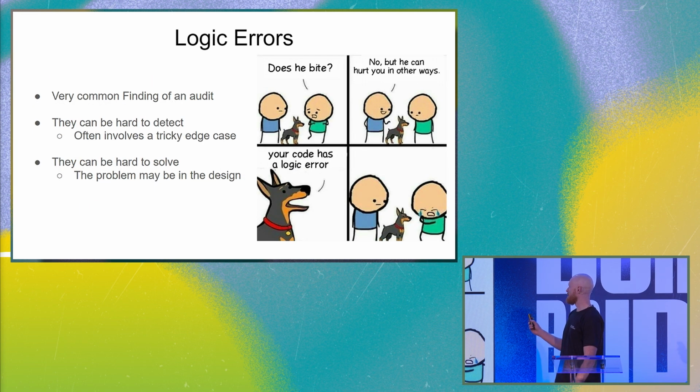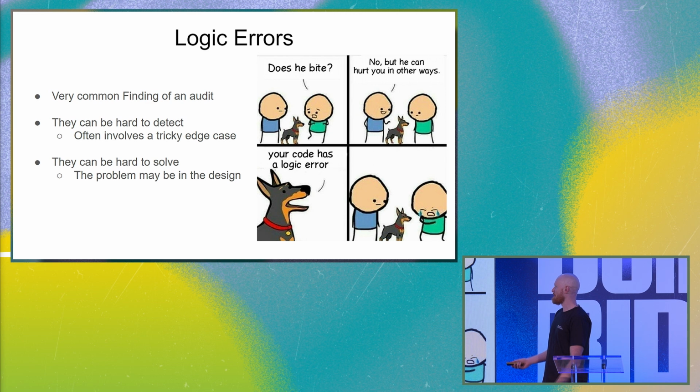So, as I said, logic errors are very common. They're very hurtful to your ego as well, and they can be quite difficult to detect. Often this involves some sort of tricky edge case that you just didn't think of, and so what you're reasoning about is far too simple. Sometimes they're easy to solve, and you've just got to handle the case that you missed. But sometimes they can uncover that there's actually a fundamental flaw in your design, and you have to go quite a few steps back, which is never fun.